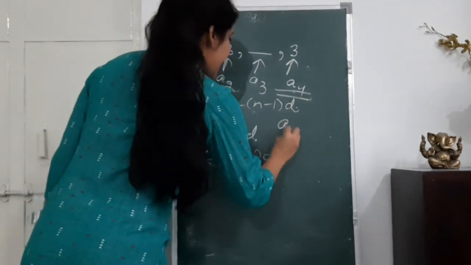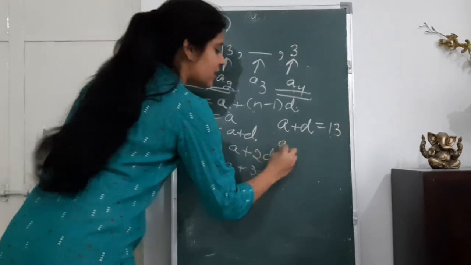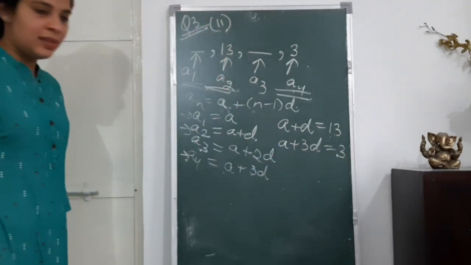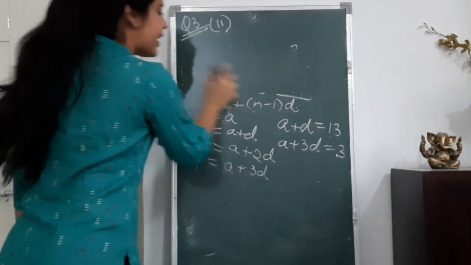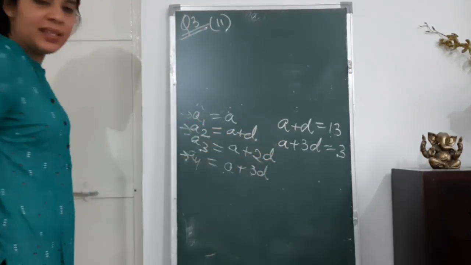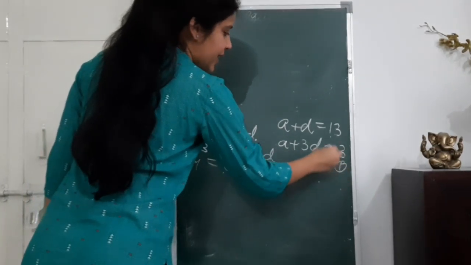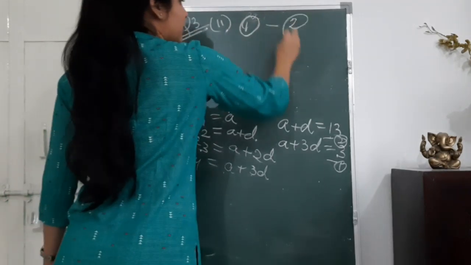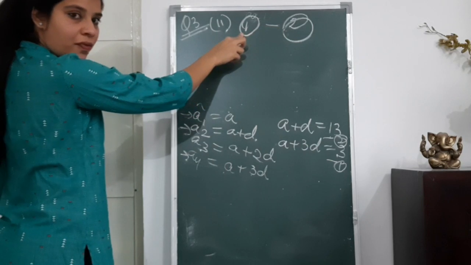So can I say a plus d is going to be equal to 13 and a plus 3d is going to be equal to 3? Can I say this? Can I solve both these equations? Because I have two equations and I have two variables. So subtract equation 2 from equation 1.